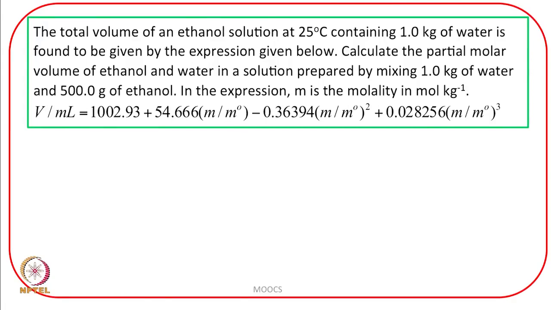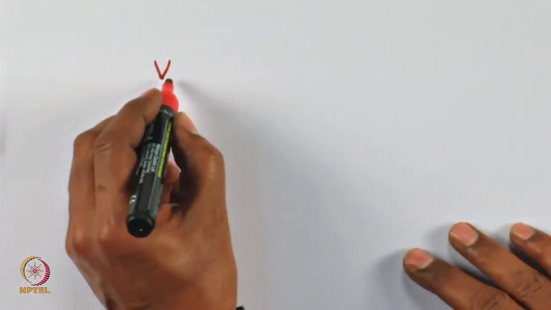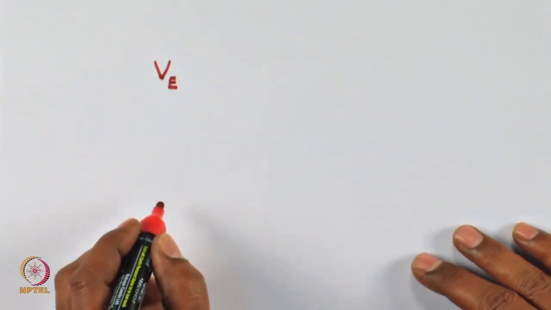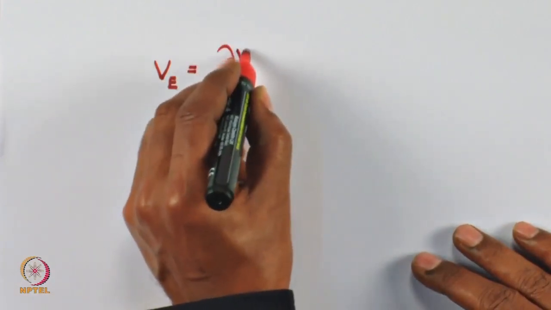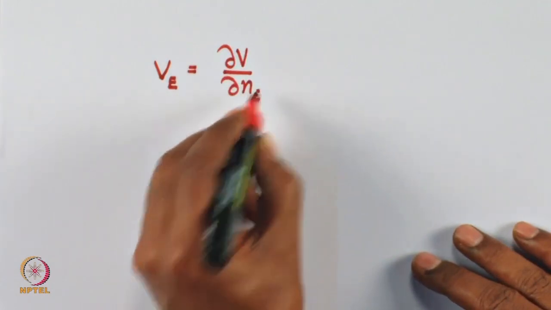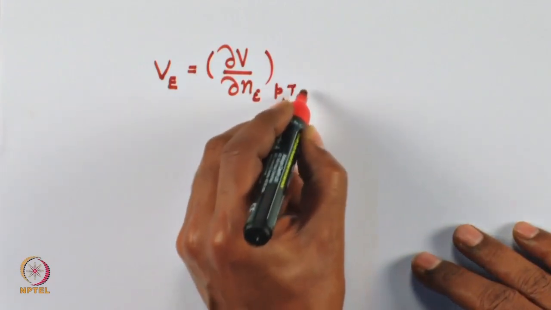So, let us see what information is given to us. The information given to us is that the volume of ethanol solution contains 1 kilogram of water. And what you are doing is mixing 1 kilogram of water and 500 gram of ethanol. The definition of partial molar volume: if I represent ethanol by E, the partial molar volume of ethanol will be ∂V/∂nE at constant pressure, temperature, everything else constant.